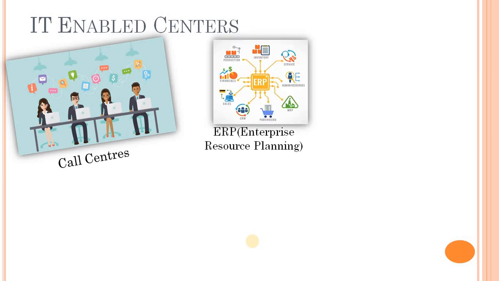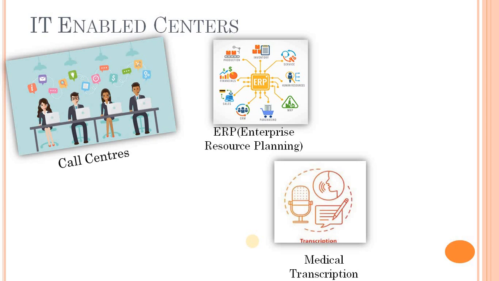The second one is ERP. ERP stands for Enterprise Resource Planning. These type of softwares will help the organization to work smoothly. Also, the process is going to be fast and the efficiency, the outcome, the end result is going to be perfect.